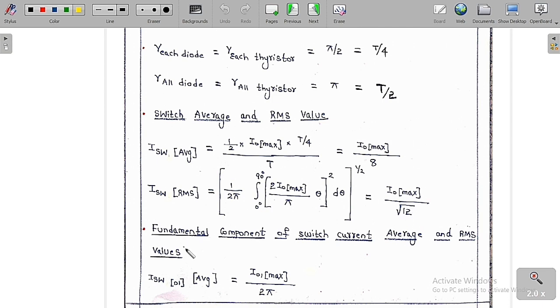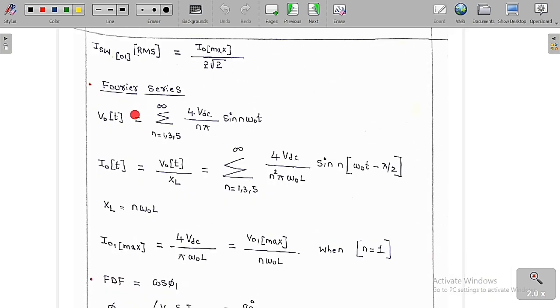And if you want to find the average and RMS values of the fundamental component of the switch current, I have already told you, listen carefully. Before this, let me discuss this simple concept.